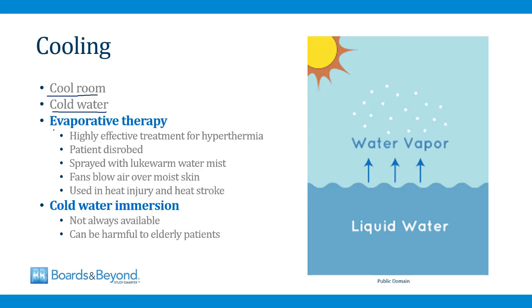One technique is called evaporative therapy. This is a very effective treatment for hyperthermia. In evaporative therapy, the patient is disrobed and they're sprayed with a lukewarm water mist, and then fans are blown over the moist skin. And as the water evaporates, it takes heat with it, and this can cool the body temperature very quickly. This is used in heat injury and heat stroke.